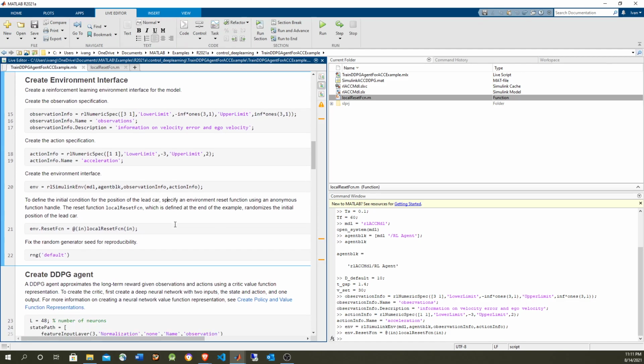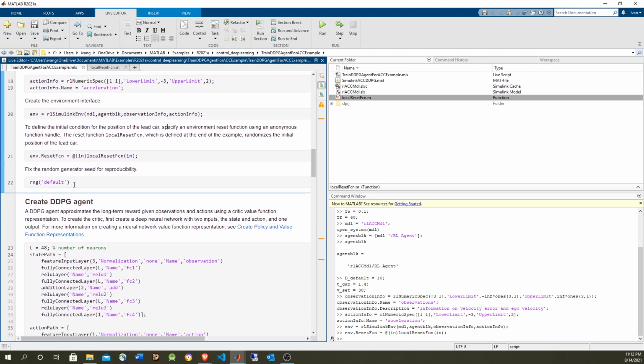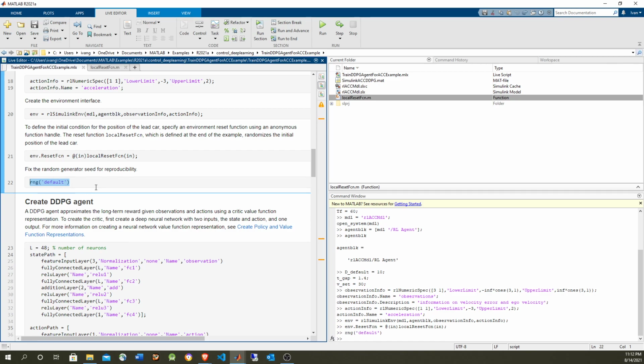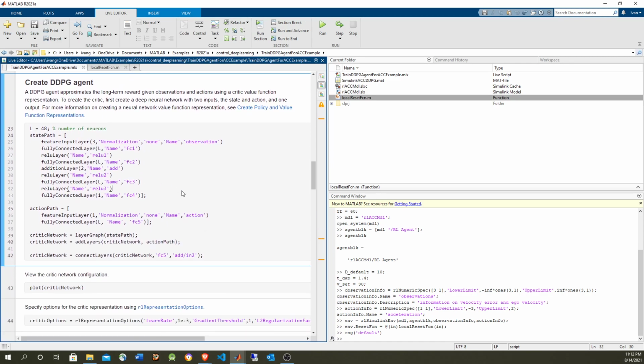Since there's randomization involved, we want to make this predictable by setting the generator seed to default. Now let's create the neural networks for predicting the long-term reward of the agent.